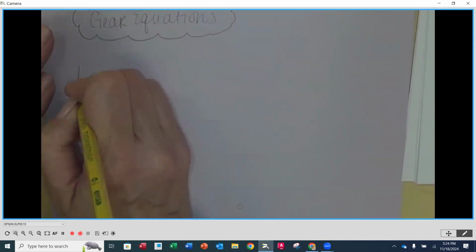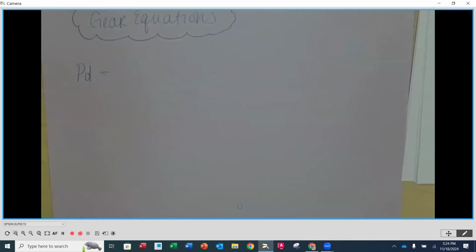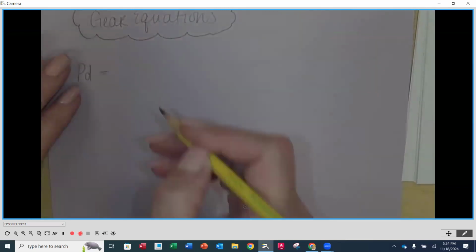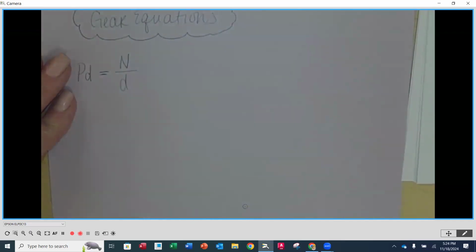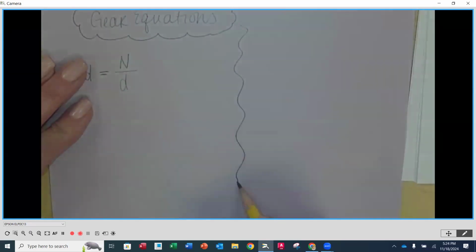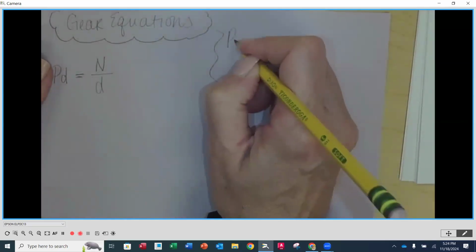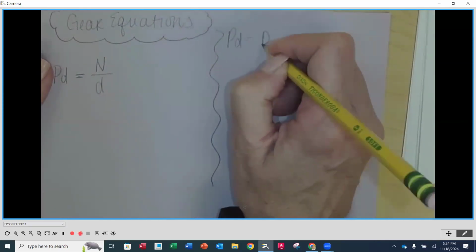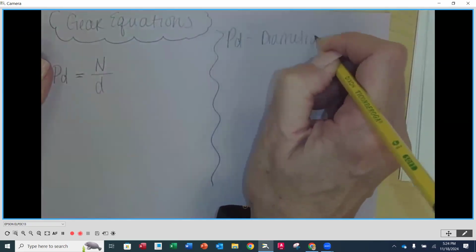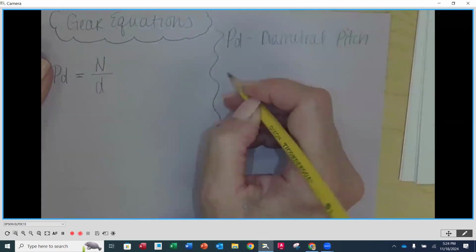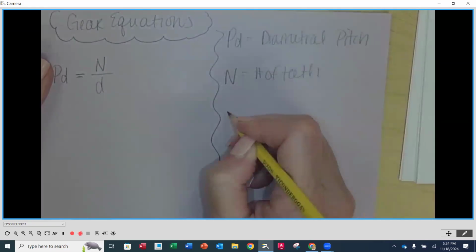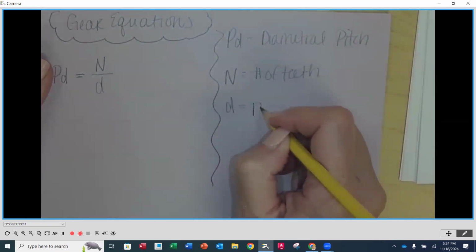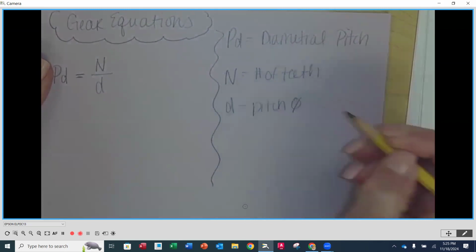So our first equation here is diametral pitch. Diametral pitch has the variable of capital P sub D, and it is going to be equal to the number of teeth, capital N, divided by pitch diameter. So over here, we're going to list what each one of these are. P sub D is diametral pitch. Capital N is number of teeth. And lowercase d is going to be pitch diameter.